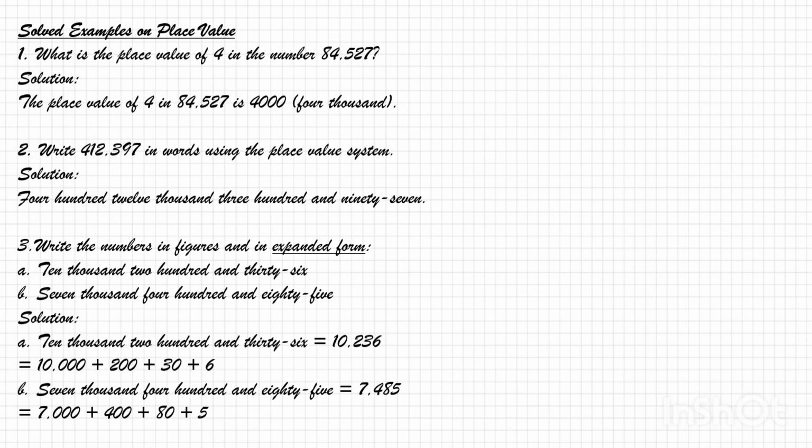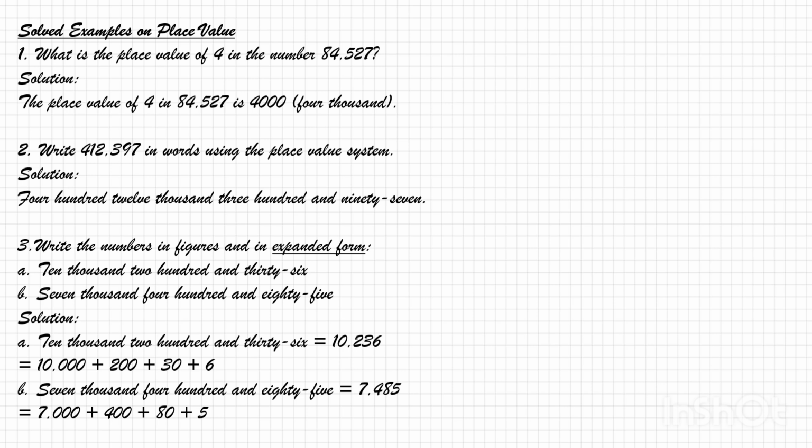Solved examples on place value. What is the place value of 4 in the number 84,527? Solution. The place value of 4 in 84,527 is 4,000. Write 412,397 in words using the place value system. Solution.